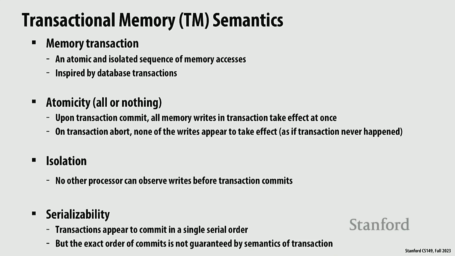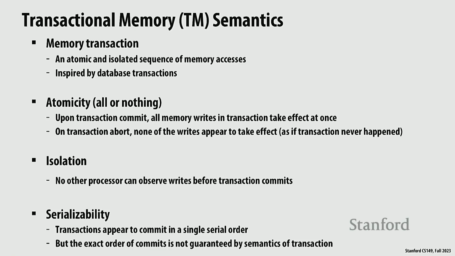So I can order all the transactions in the system in a serial order. However, the exact order is not specified by the programmer, right? That's left up to the system. But there is a serializable order that we can impose. The system will impose the order in which the transactions commit. Okay? So we've got atomicity, isolation, and serializability.